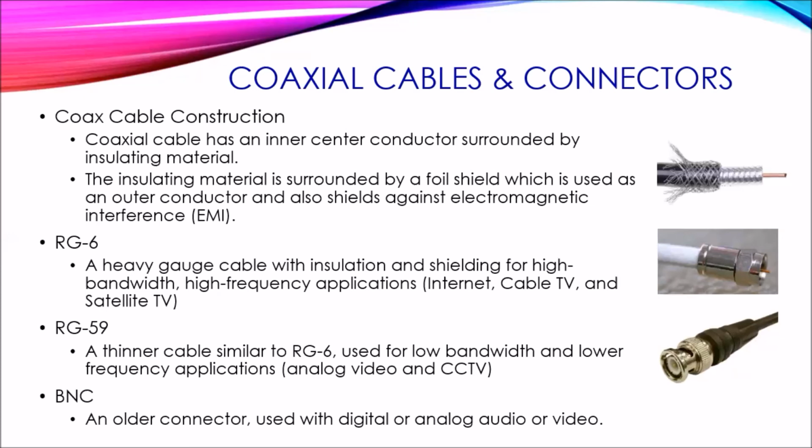RG59 is a thinner cable similar to RG6 but used for low bandwidth and lower frequency applications like analog video and CCTV cameras. The most common type of connector which is being used with coaxial cable is BNC, an older connector used with digital or analog audio or video connections.